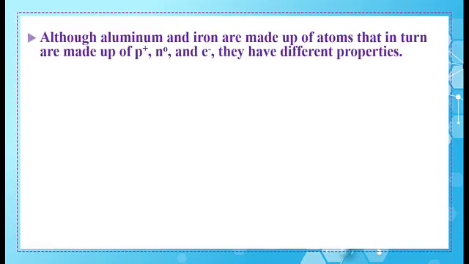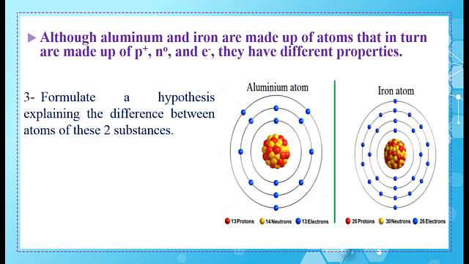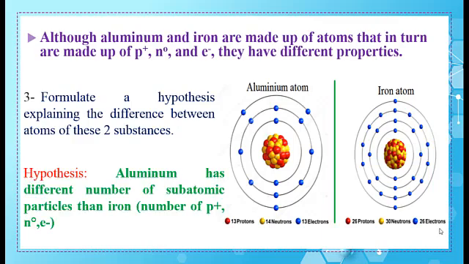Now let's consider the two elements, aluminium and iron. Although aluminium and iron are made up of atoms that in turn are made up of protons, neutrons, and electrons, they have different properties. Why do you think these two atoms have different properties? Let's formulate a hypothesis explaining the difference between the atoms of these two substances. If you take a closer look at the aluminium atom and the iron atom, you will notice that they are made up of the same subatomic particles but of different numbers. Aluminium has 13 protons, 14 neutrons, and 13 electrons, while the iron atom has 26 protons, 30 neutrons, and 26 electrons. So the hypothesis we can formulate is that aluminium has a different number of subatomic particles than iron, which are the number of protons, neutrons, and electrons.